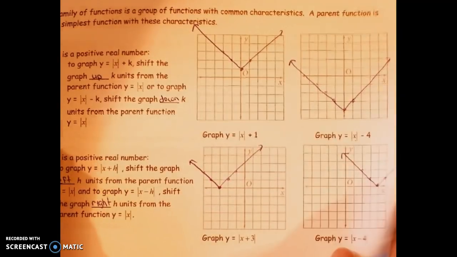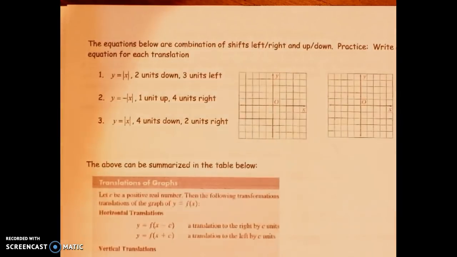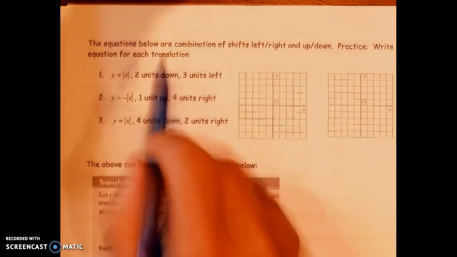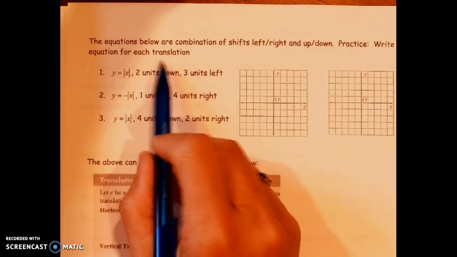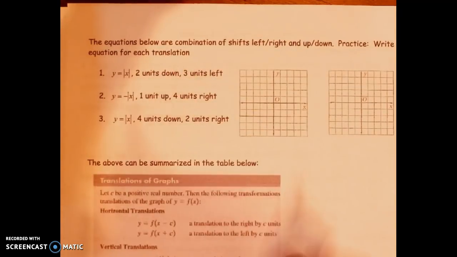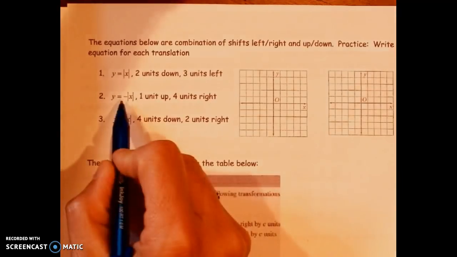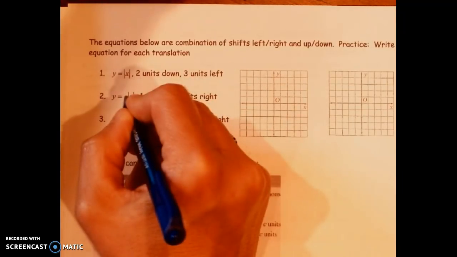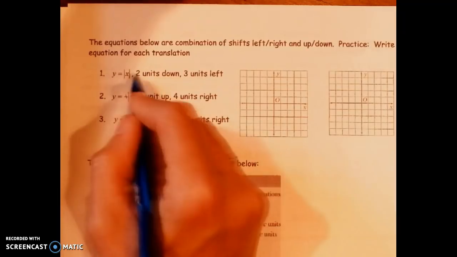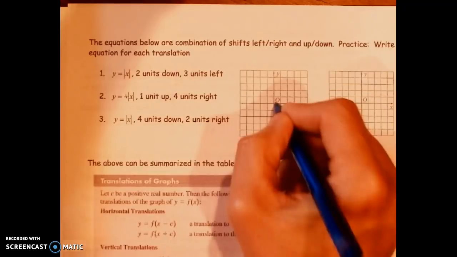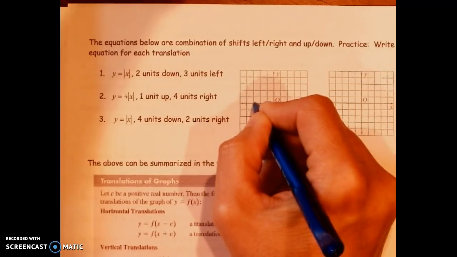Okay, moving on to the next part of your notes. Now you just have a combination of translations. So we need to write an equation and we're going to go ahead and graph them. We haven't talked about the reflection, so for the moment let's just go ahead and change that to a plus. So this first one says left 3 units, so I'm going 1, 2, 3, and down 2.